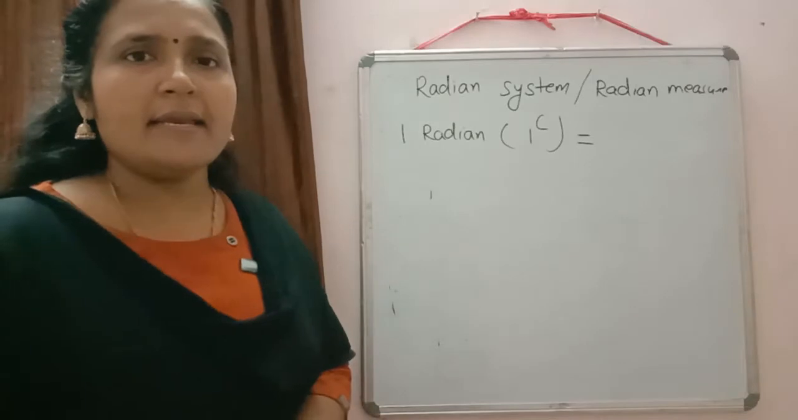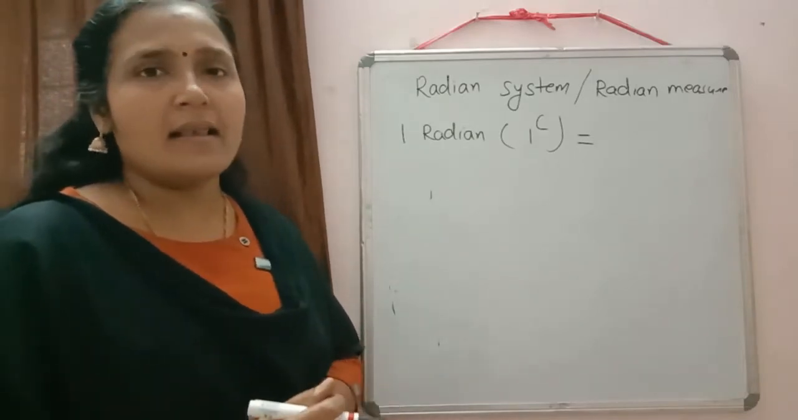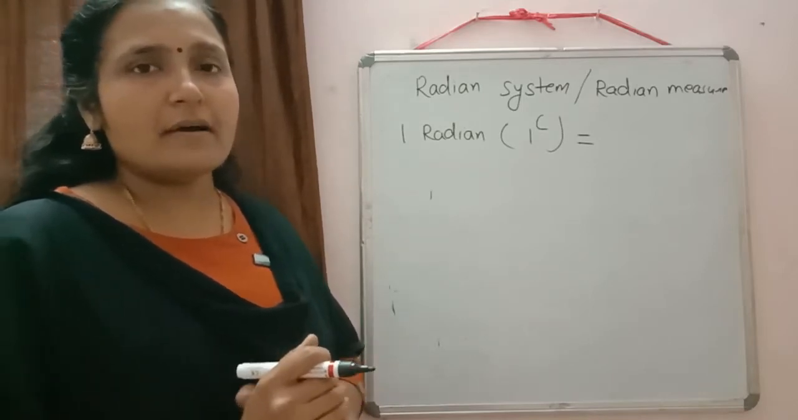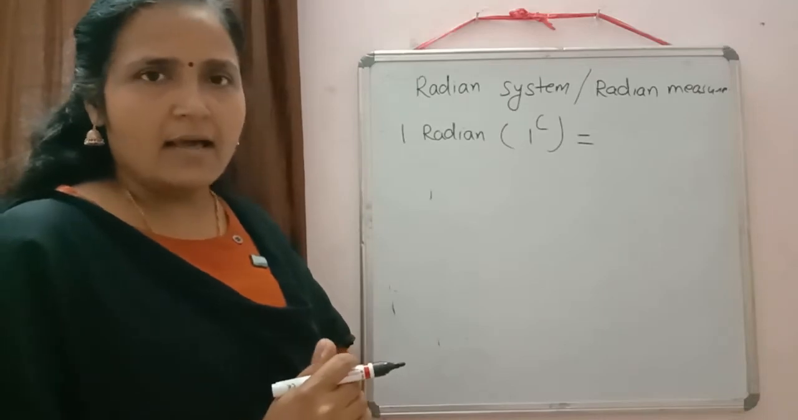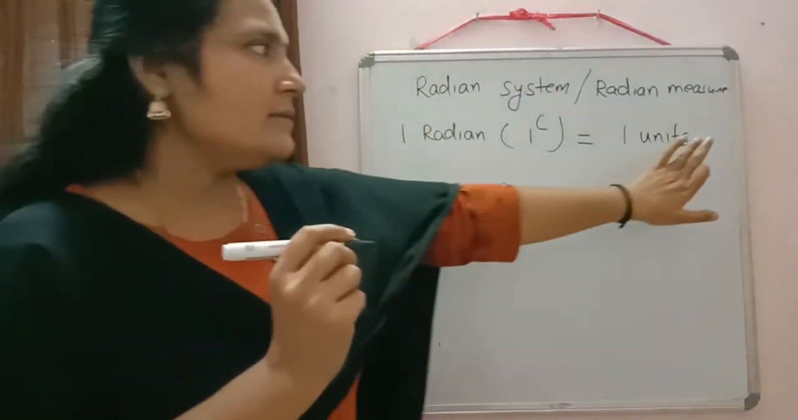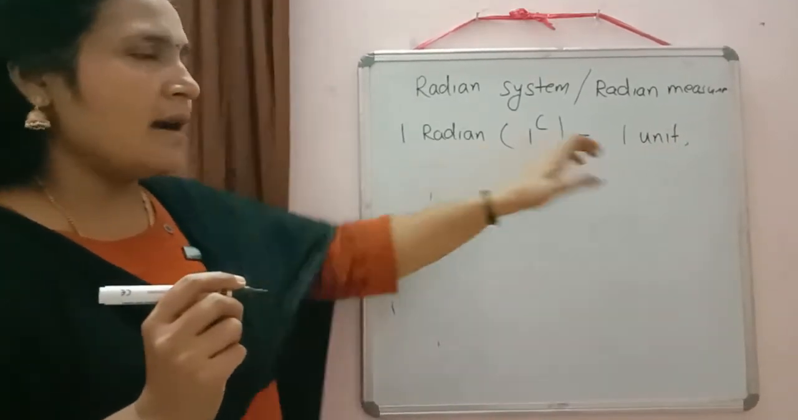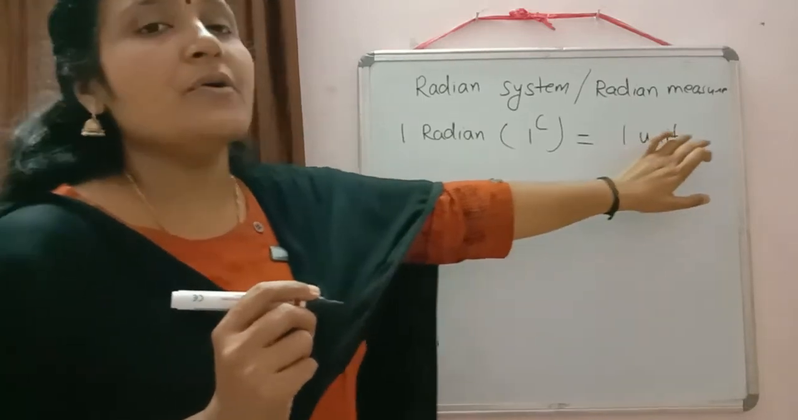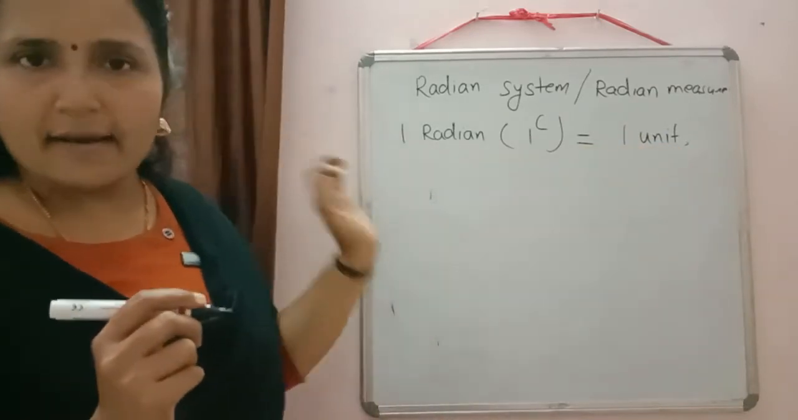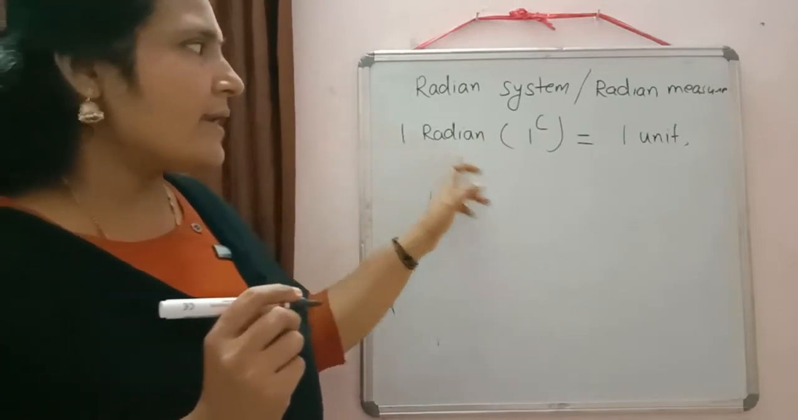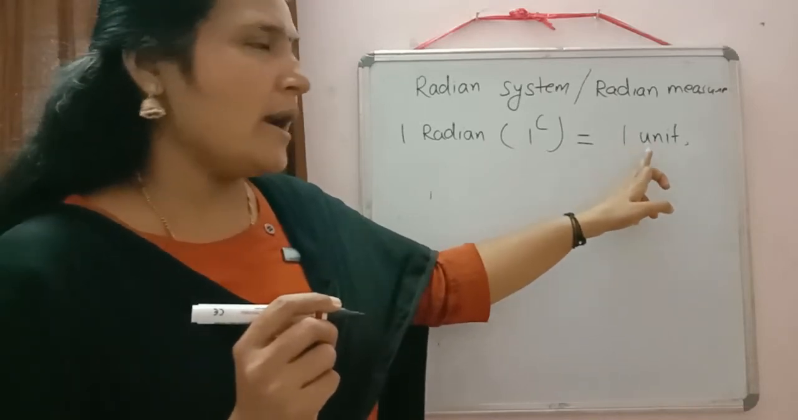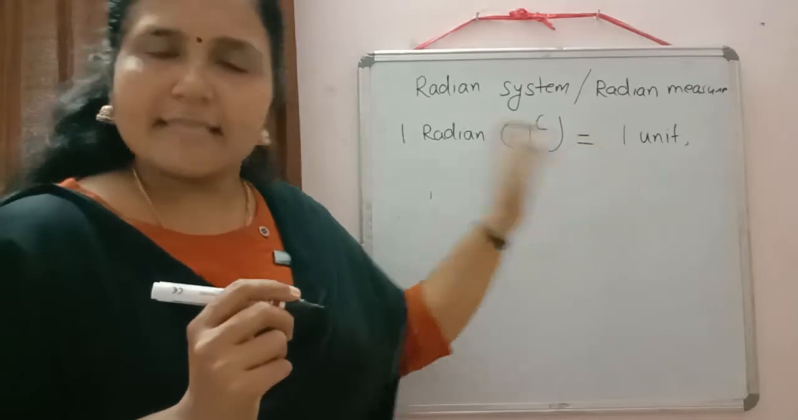1 radian is defined as an angle made by an arc of length 1 unit in a unit circle at the center. 1 radian is defined as the angle made by an arc of length 1 unit in a unit circle at the center.